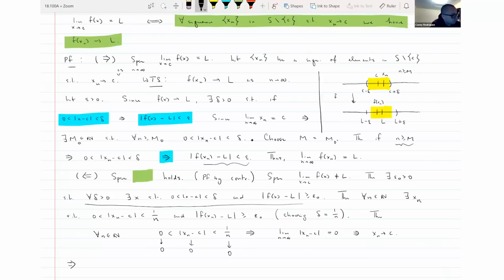So what's in green is giving me this implication: 0 must be equal to the limit as n goes to infinity of the absolute value of f of x of n minus L. But what I know is that, since I've assumed f of x does not converge to L, along this sequence each of these is bigger than or equal to epsilon naught, which is positive. So now I've concluded that 0 is bigger than 0. And that's a contradiction.